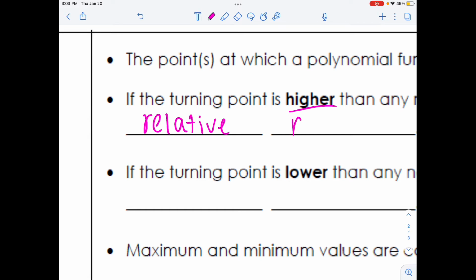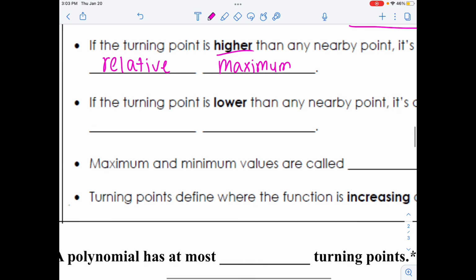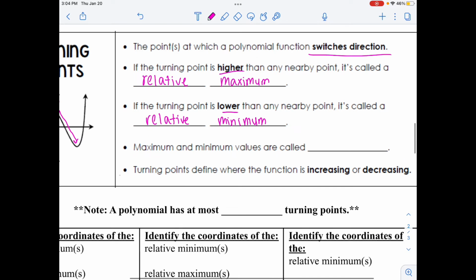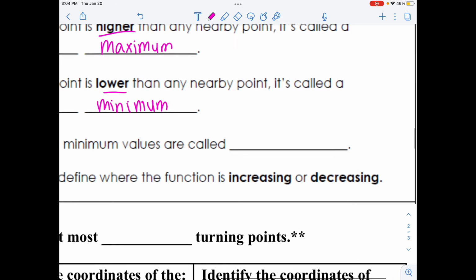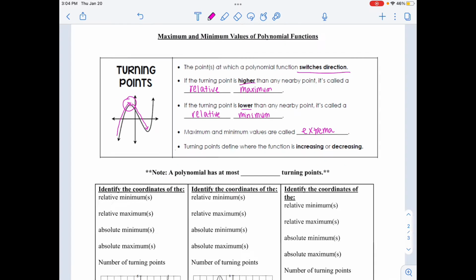And it's a relative maximum because it's relative to the graph, right? There are points bigger than this point right here, way up to infinity. But it's a relative maximum at that point that we're looking at on the graph. And now if the point is lower, it's a relative minimum. So you're filling those in. You need to know these vocab words just to describe these things. And then finally, any maximum and minimum values that we see here, the relative maximum and minimum, are called extrema. That's just, again, a vocab word that we use.